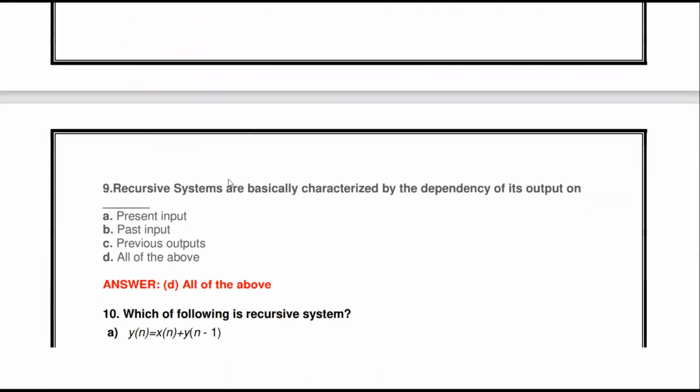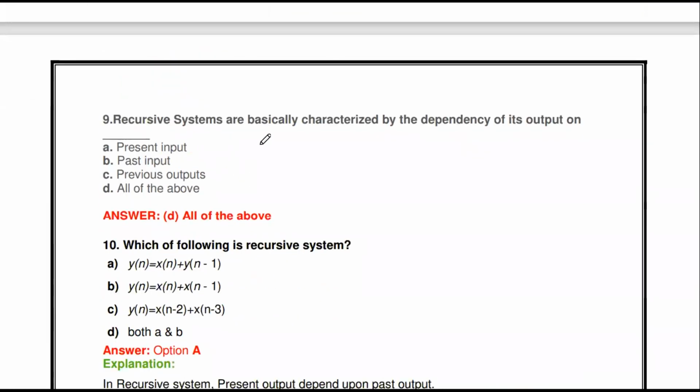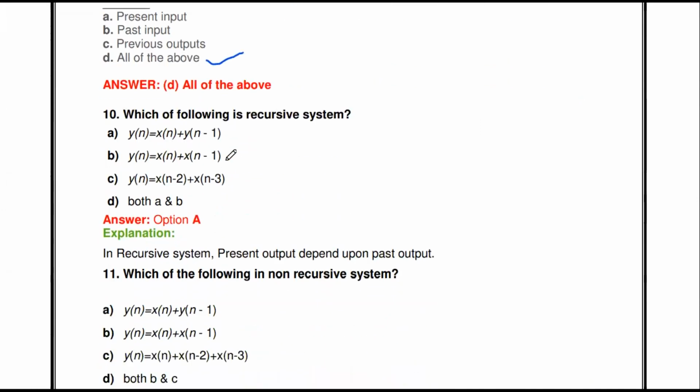Then the next one: recursive systems are basically categorized by the dependency of their output on present input, past input, previous output, or all of the above. So the recursive system depends upon present input, past input, and previous output also. Okay, it depends upon all 3 values.